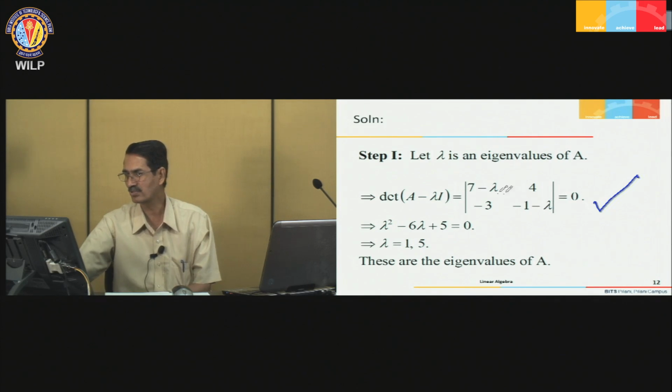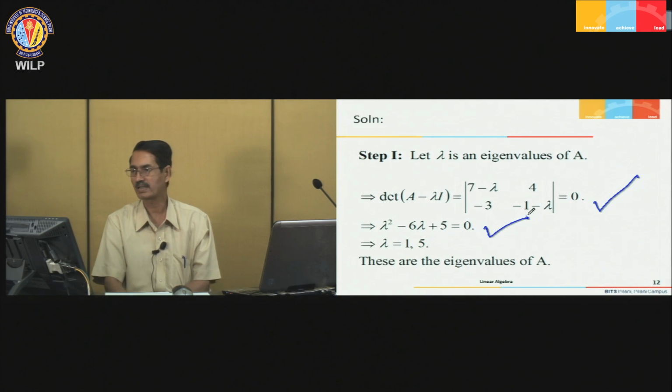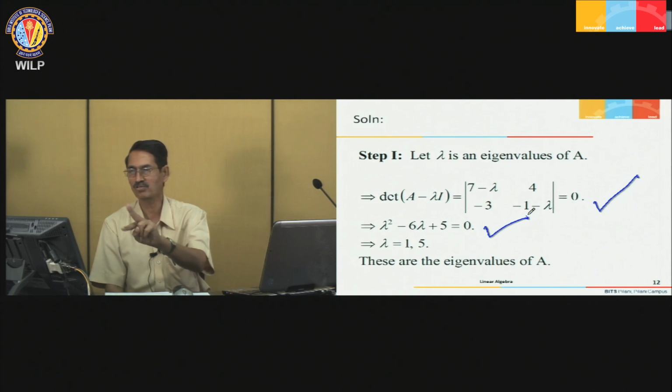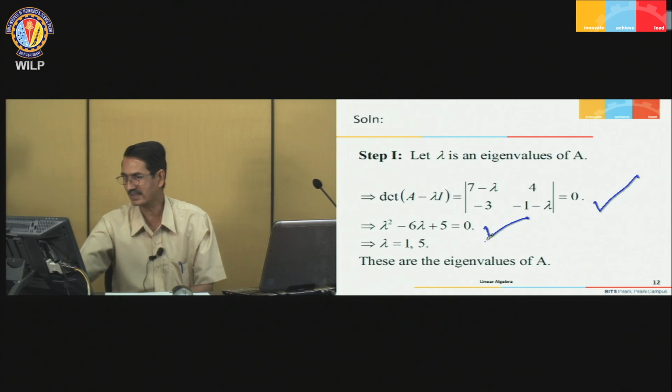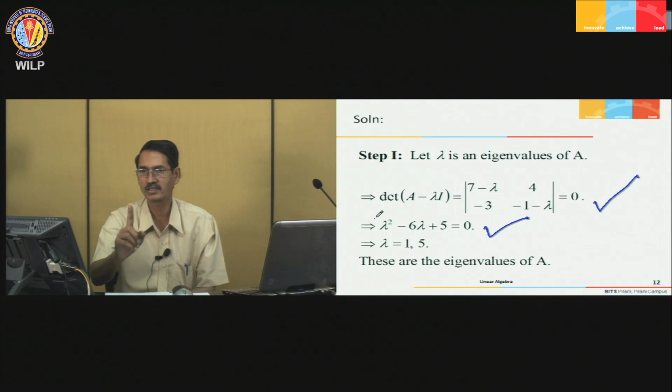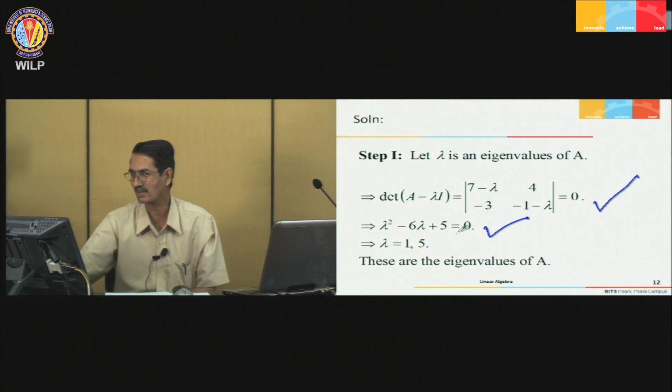So, this into this (7 minus lambda) multiplied by (minus 1 minus lambda), and then minus of minus 3 into 4 minus 12. So, that is plus 12 is equal to 0. Simplify, you are going to get this equation. Look at here, a matrix of order 2 by 2. So, you are going to get a characteristic polynomial of degree 2: lambda square minus 6 lambda plus 5 is equal to 0.